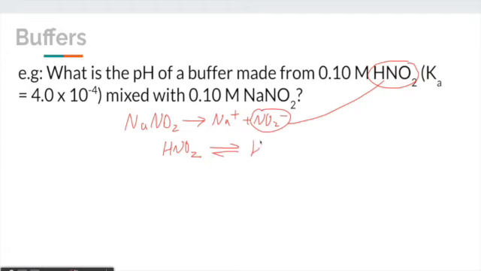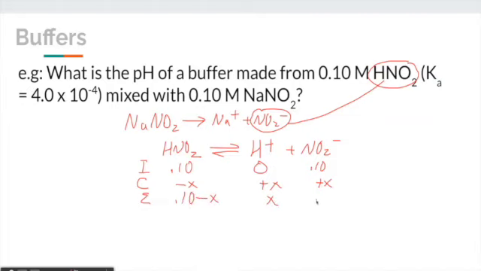It's going to be in equilibrium with H+, it's ionizing, and its conjugate base, NO2-. So initially, we have a common ion effect going on here. We have 0.10 molar HNO2, and we also have 0.10 molar NO2-. And before this reaction reaches equilibrium, there's no H+. What's our change? Stoichiometry is 1:1. We're getting pretty used to seeing these things now. And at equilibrium, this is going to be 0.10 minus X. This will be X, and this will be 0.10 plus X.